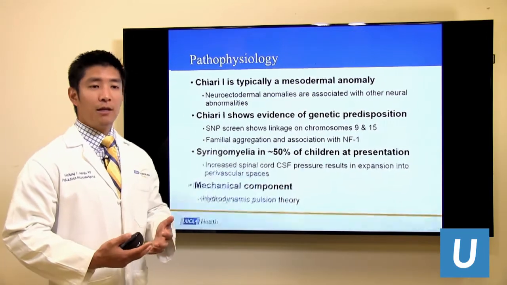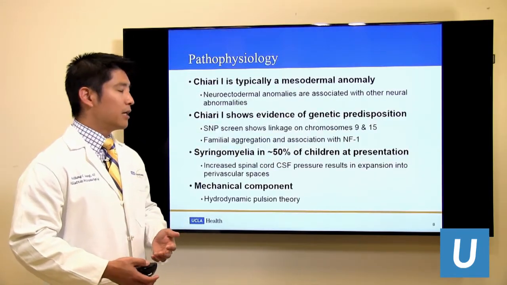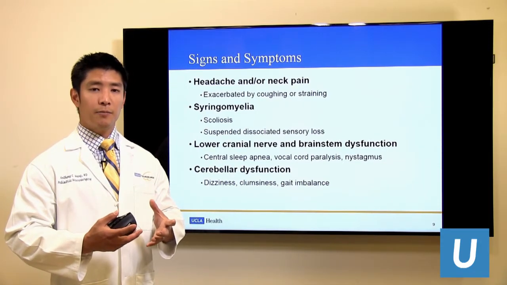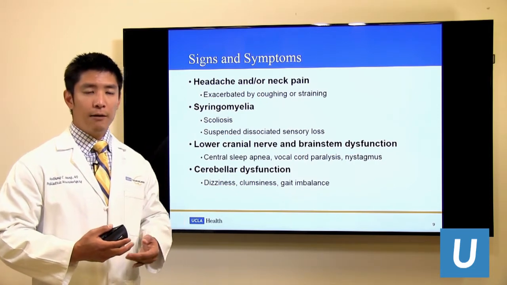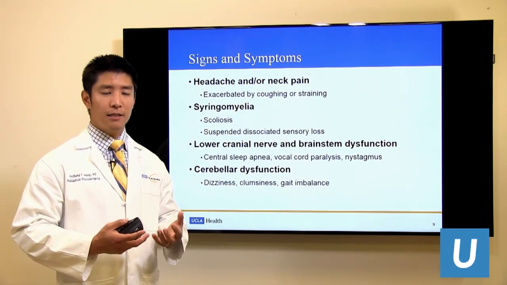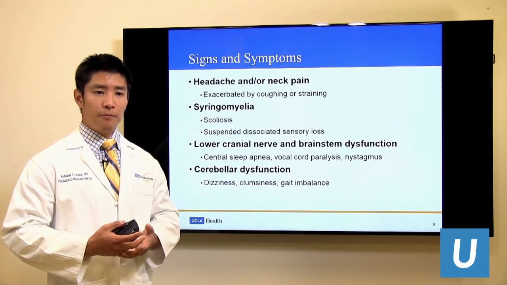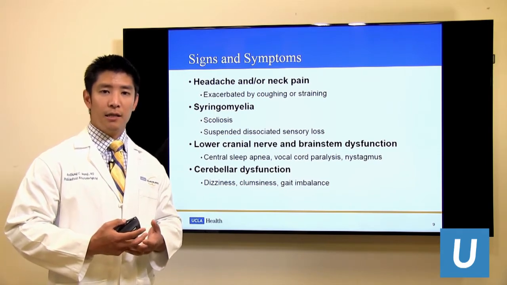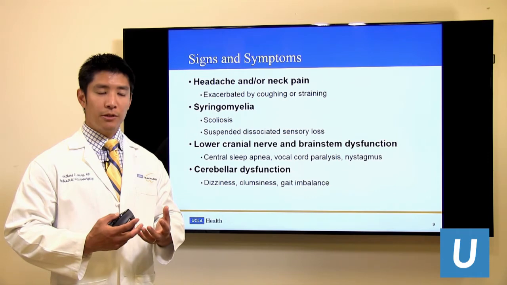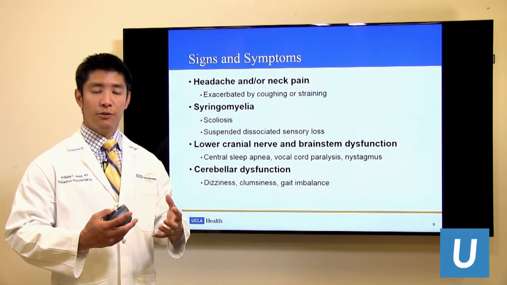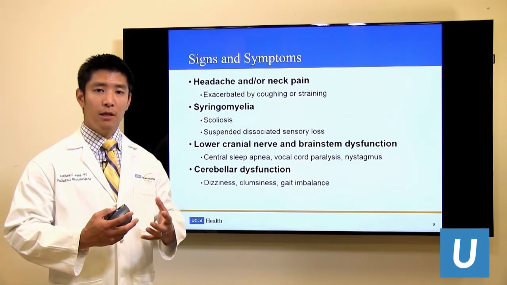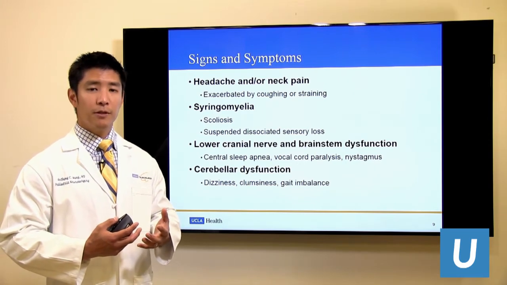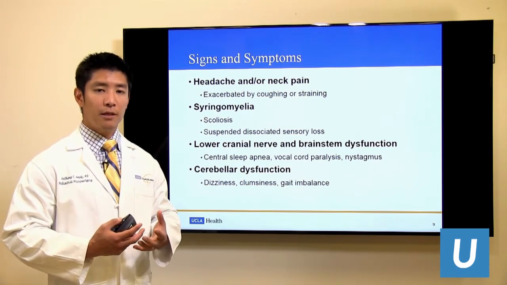Now, what is a syringomyelia in relation to a Chiari malformation? A syringomyelia is abnormal fluid within the spinal cord itself. One theory is that as CSF pressure is increased by the downward pulsation of the cerebellar tonsils, that CSF pressure builds up and causes fluid to leak out into the tissues around the spinal cord, within the spinal cord, and causes this buildup of fluid that shows up as a syrinx or a syringomyelia.